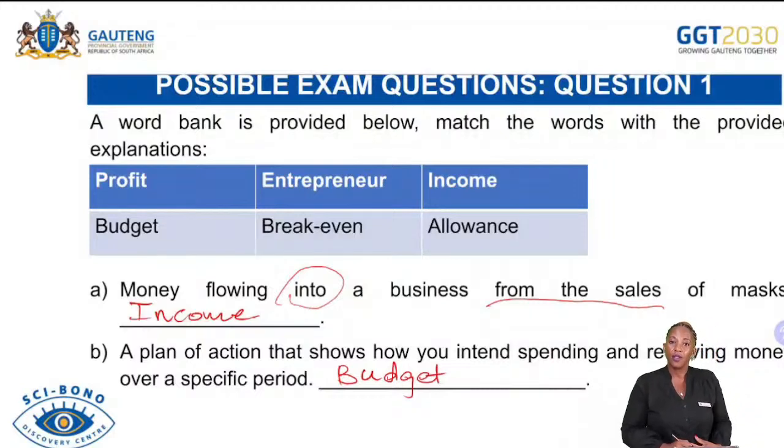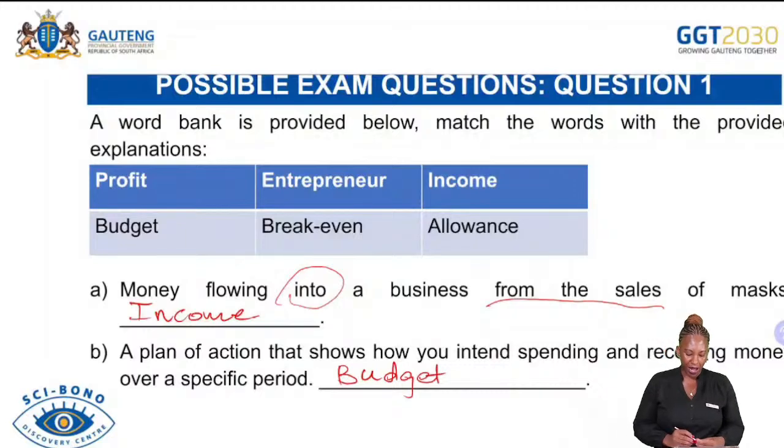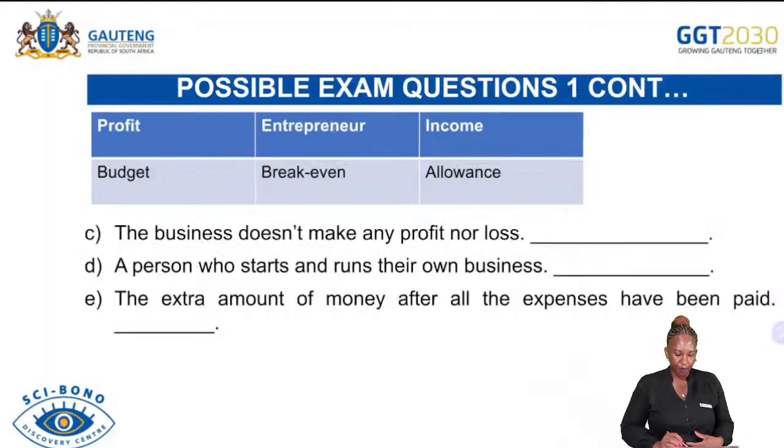Next year, you are going to university, and at university, you'll be getting an allowance. So if you don't budget, you'll sleep outside. You won't have money for the rent, and then you won't have money for food and even for toiletries, because you did not do your budget well. You'll say, oh, okay, fine, because my parents are going to give me 1.5. And then you start going out, spending spree. At the end of the day, you don't have transport money because you did not budget well. So a plan of action that shows how you intend spending and receiving money over a specific period, we call it a budget.